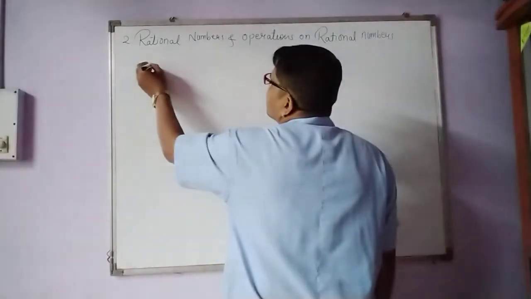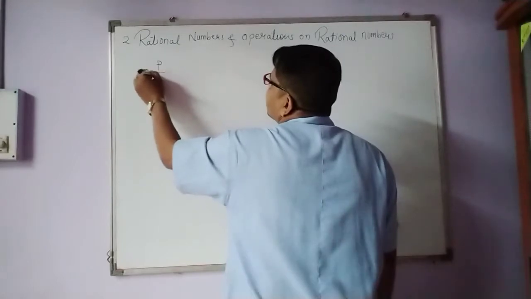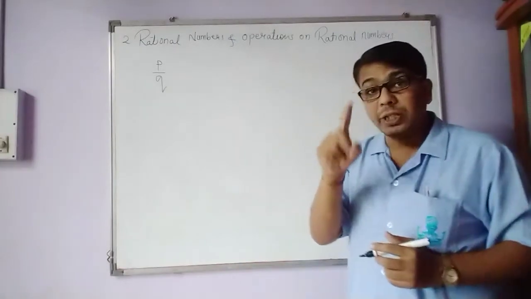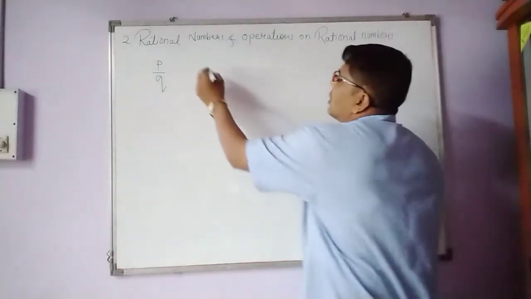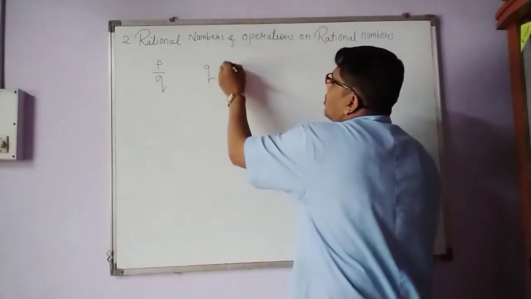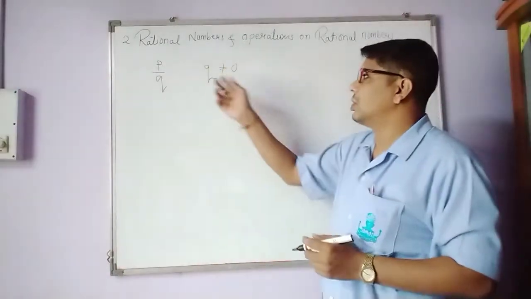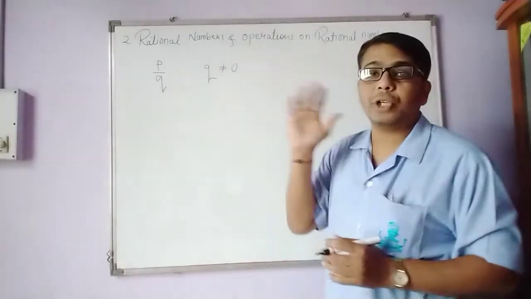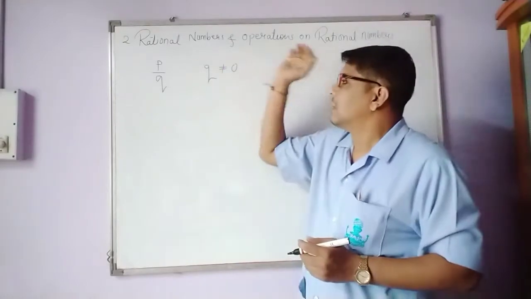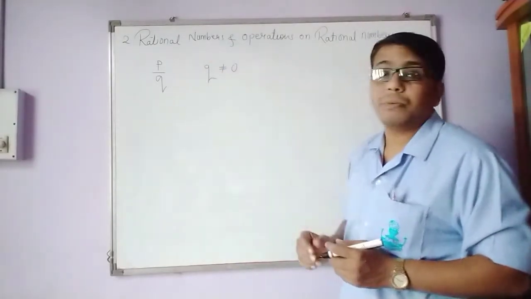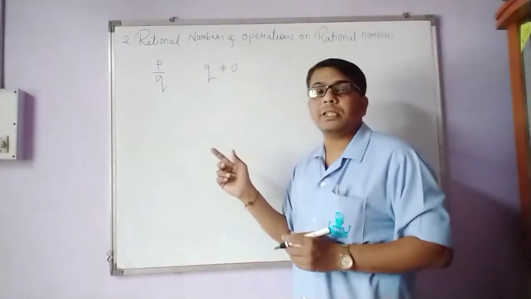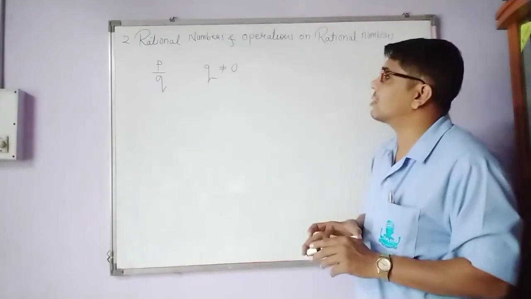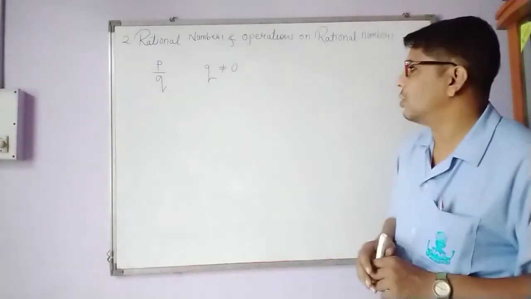The numbers which are expressed in p upon q form, where p and q are both integers, but q is any non-zero integer. Means q should not be equal to 0. Okay? p can be 0, but q should not be equal to 0. When numbers are expressed in the form p upon q, where p and q are both integers and q is any non-zero integer, then those numbers are called rational numbers. Okay?